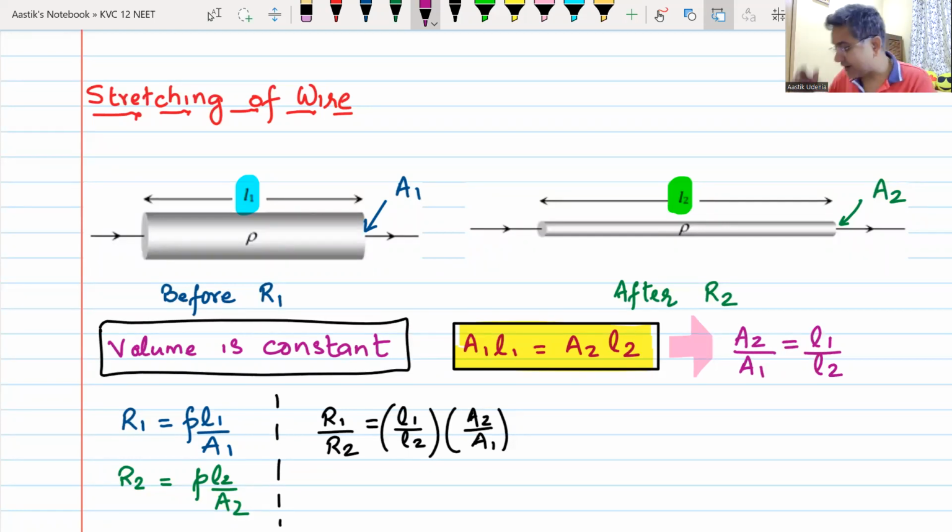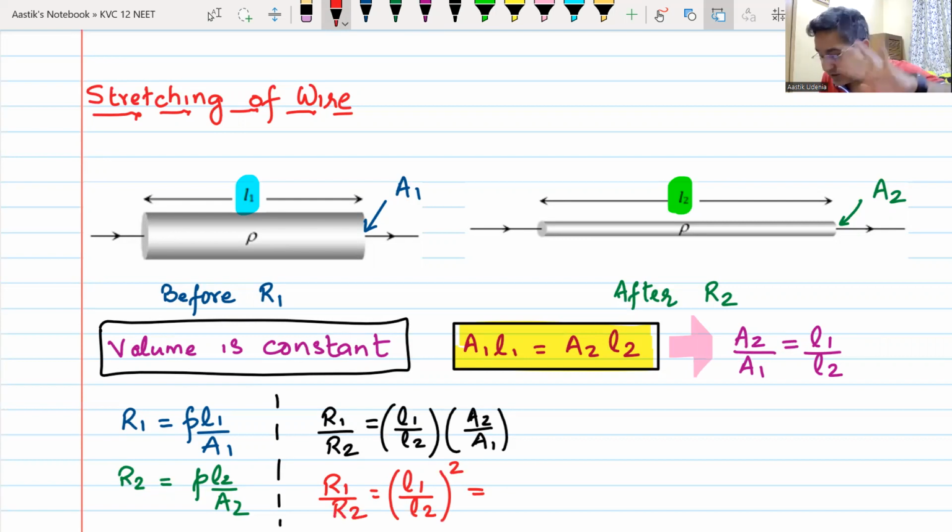So I can put it here and I will have this revolutionary formula that R1 by R2 can be written as L1 by L2 whole squared. Yes or no? Yes, sir. Now instead of L1 by L2 you can write A2 by A1. Then you shall have this revolutionary formula, A2 by A1 whole squared. Are we able to understand this?